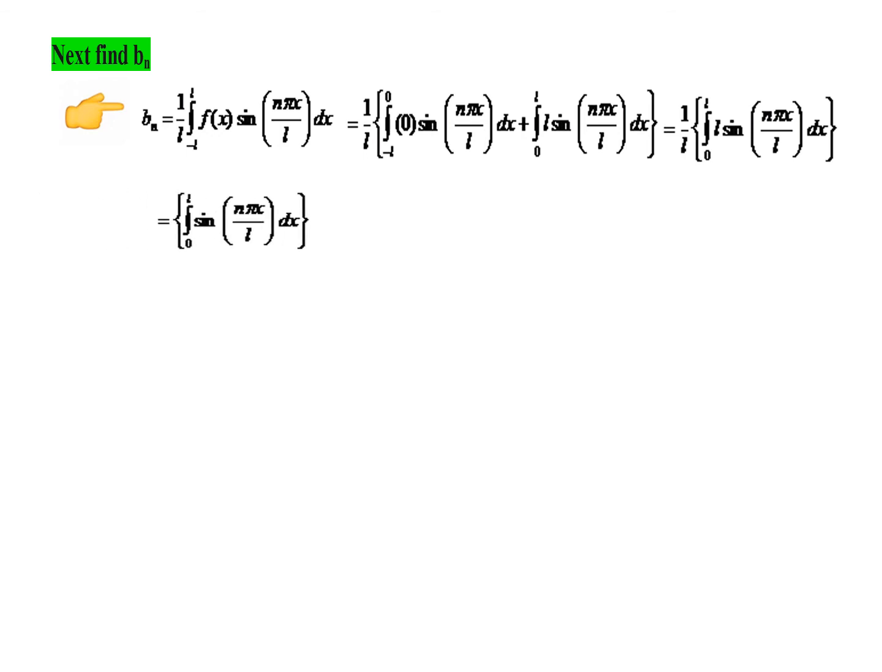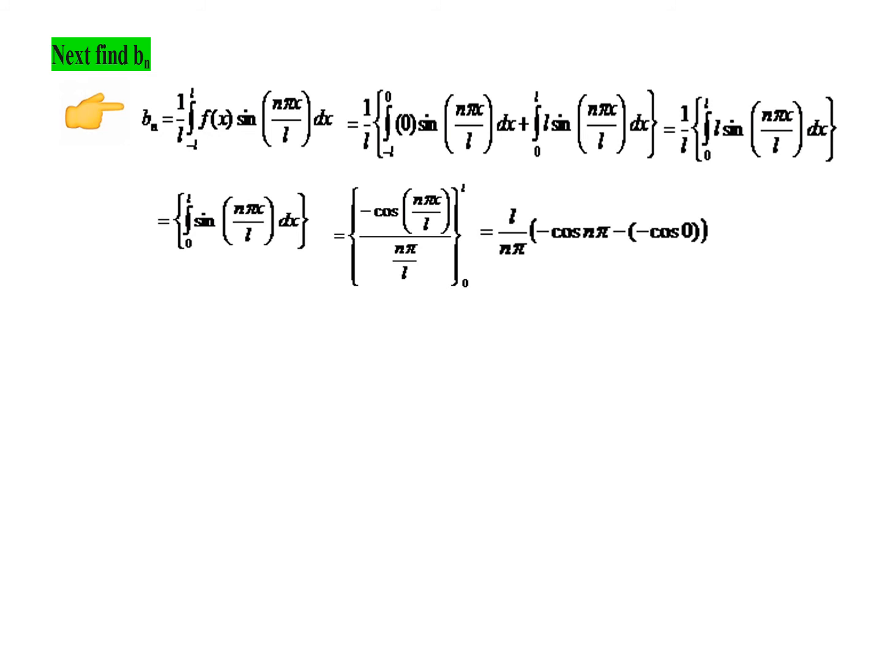So you get this, and when we integrate sine, what do we get? Minus cos, right? So when we integrate this, we will get minus cos n pi x by L divided by that constant. What is the constant? N pi by L. Now we shall apply the limit. The upper limit is, in the place of x, when we substitute L, we get cos n pi, minus cos n pi minus lower limit.